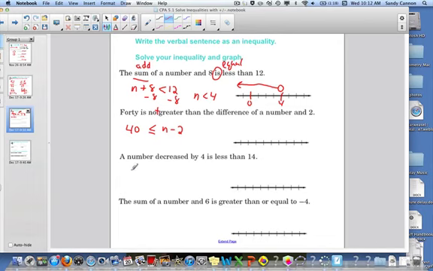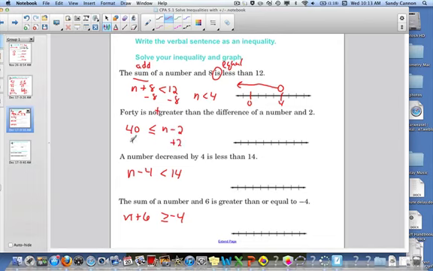Let's go down and do this one. A number decreased by 4, there's your number, decreased by 4 is less than 14. This is the sum of a number and 6, so n plus 6 is greater than or equal to negative 4. That's how you would write them all like this. Now that we have them written, we can go back and solve them.